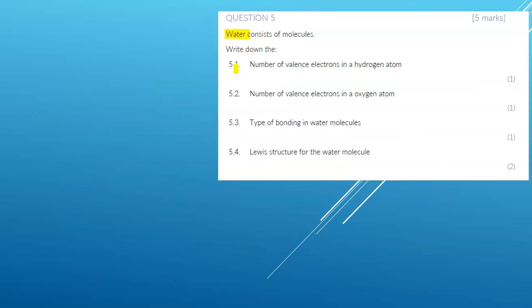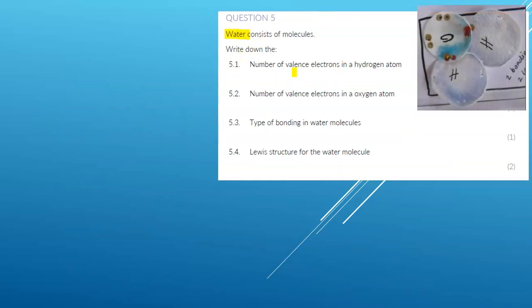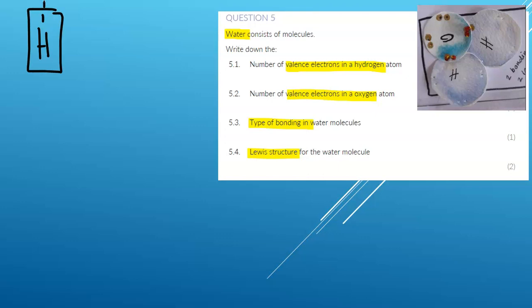Question number 5 is about water. Water we also did. She's on your poster. And again, they ask, what are the valence electrons in the hydrogen? What are the valence electrons in the oxygen? What type of bonding? And then draw the Lewis structure. So if we look at hydrogen, hydrogen is number 1 in our periodic table, and is also in row 1 and column 1. So lots of ones.